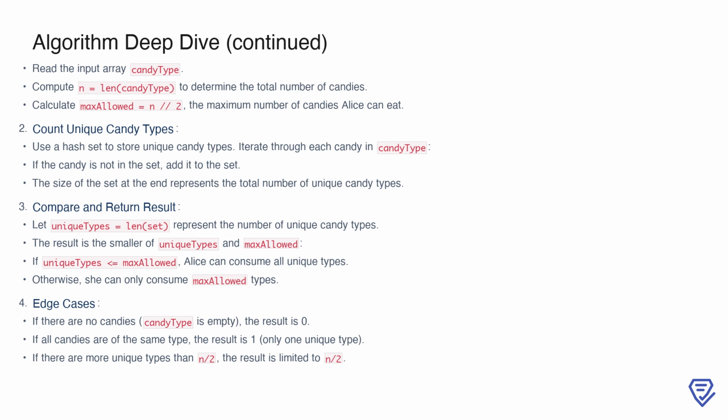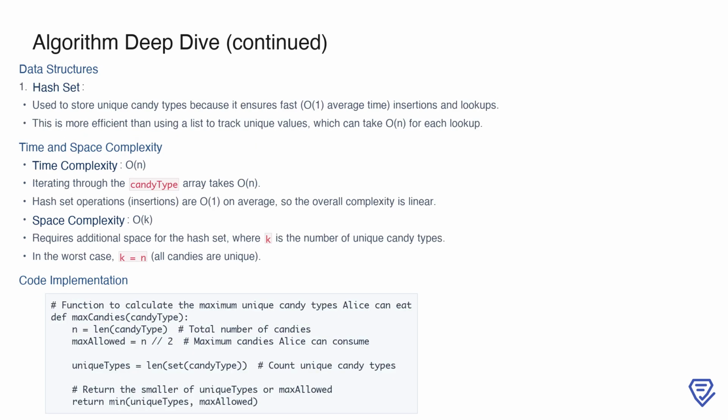If all candies are of the same type, the result is 1 because there's only one unique type. And if there are more unique types than n/2, the result is capped at n/2 since that's the maximum she can consume. The hash set is the key data structure we use in this solution.